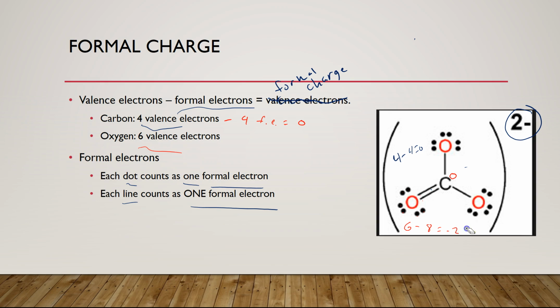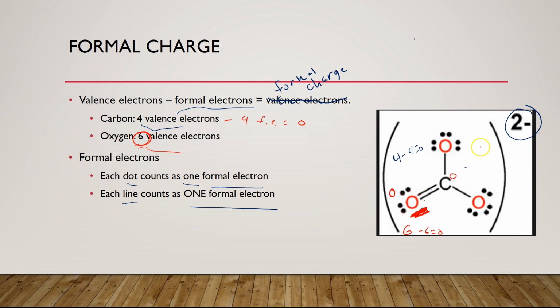Oops, sorry. Minor mistake. Those 2 electrons should not be there. Let's do that again. So I have 1, 2, 3, 4, 5, 6. I have 6 valence electrons from oxygen there, minus 1, 2, 3, 4, 5, 6. So this oxygen right there also has a formal charge of 0. They've got 6 valence electrons and 6 formal electrons.